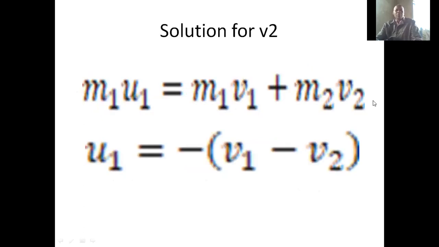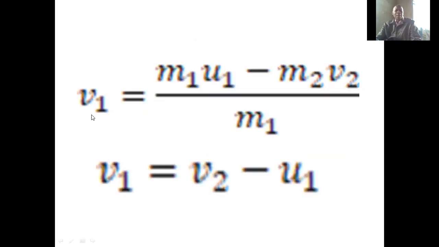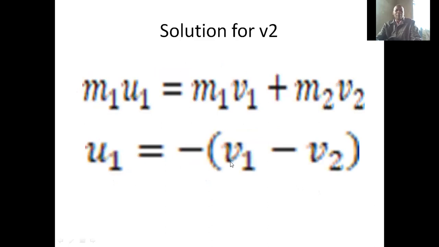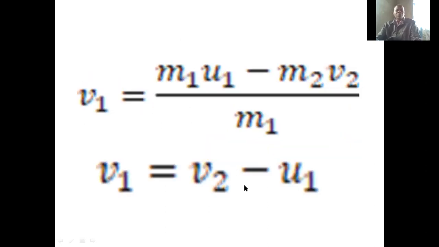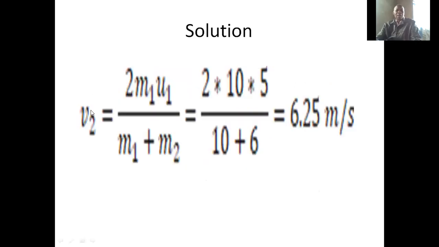Here, instead of making V2 the subject of the formula, we can make V1 the subject of the formula. And this is what we have done here. Similarly, in this other equation, you can make velocity 1 the subject of the formula, and you get this one. You equate this one to this one, because velocity 1 here is equal to velocity 1 there. Okay.